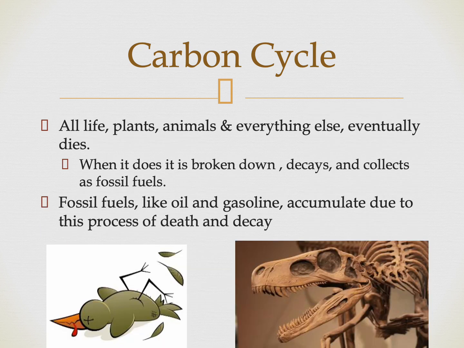Now, all life, plants, and animals and everything else eventually dies. When it does die, it's broken down. When it breaks down, it forms things like fossil fuels. Fossil fuels power our machinery in the form of oil and gasoline. It's that accumulation of death that we then use to power everything around us.